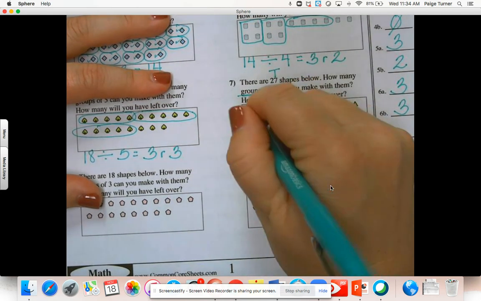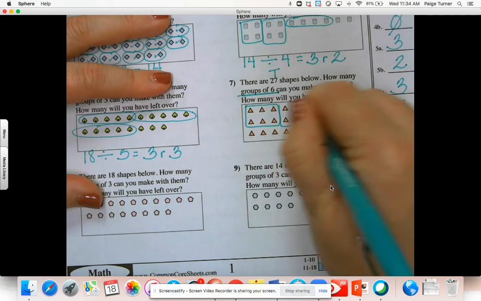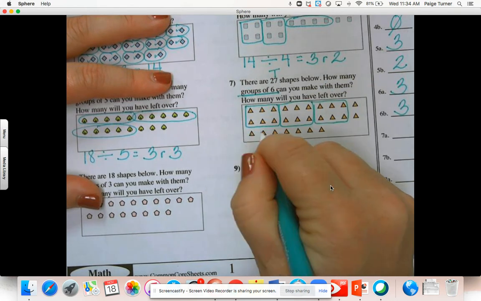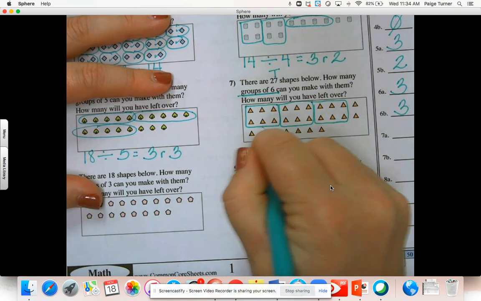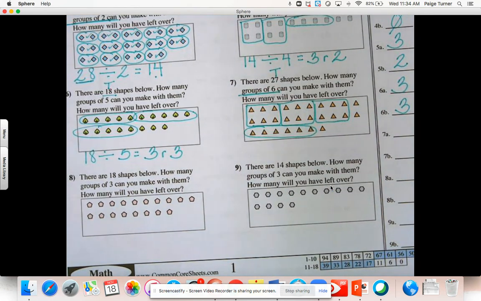So 1, 2, 3, 4, 5, 6. 2, 3, 4, 5, 6. 2, 3, 4, 5, 6. 1, 2, 3, 4, 5, 6. Okay, all right, so I made my groups of 6 there. Okay, so make your groups of 6 as well.